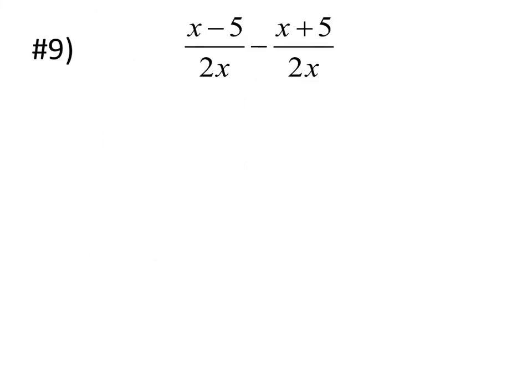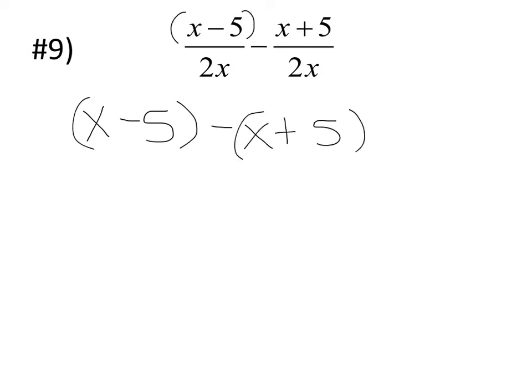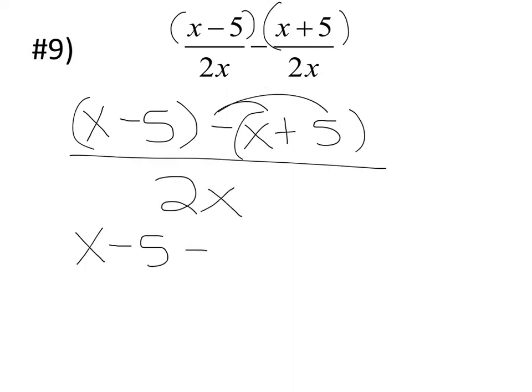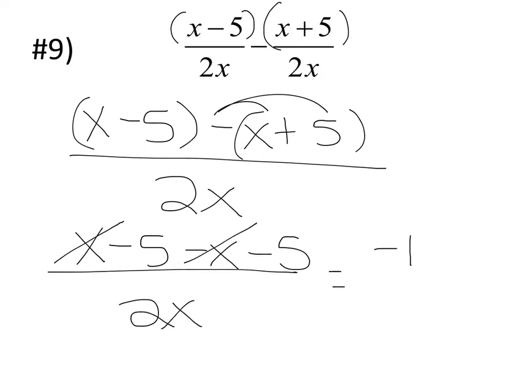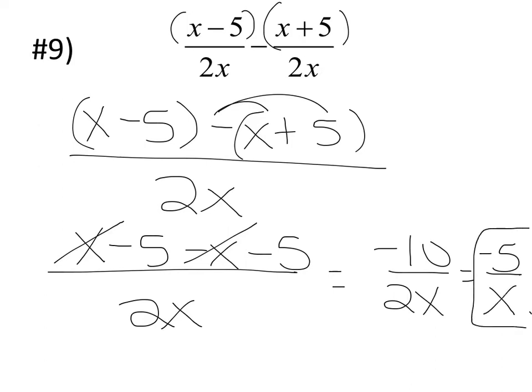Okay, still have a common denominator here, so we're going to do x minus 5 minus x plus 5. Parentheses are extremely important here because you're subtracting. So when I distribute this negative, remember this is all over 2x, you get x minus 5 minus x minus 5. So your x's are actually going to cancel because of x minus x, and this is all still over 2x. So you have negative 10 over 2x, but then this can be reduced to negative 5 over x. And that's your answer.